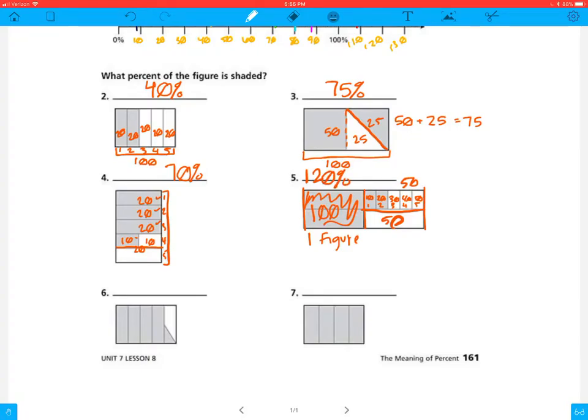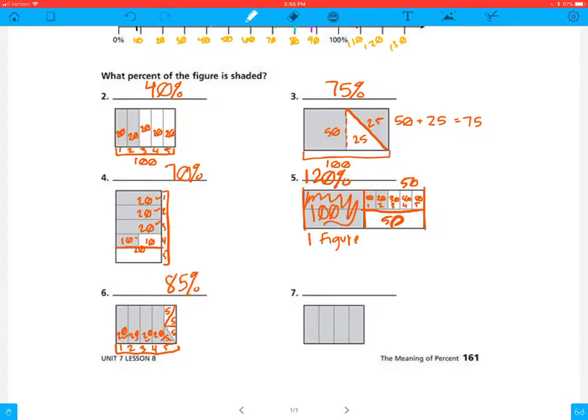Number 6, the entire figure is 100% of a figure, but if we count them, there's 1, 2, 3, 4, 5, so each is worth 20. And this is a little bit different because it is labeled in a diagonal. So if I start making the shapes, I can see 1/4 of this is filled in. So 20 divided by 4 is 5. So 20, 40, 60, 80, 85% of this is shaded.